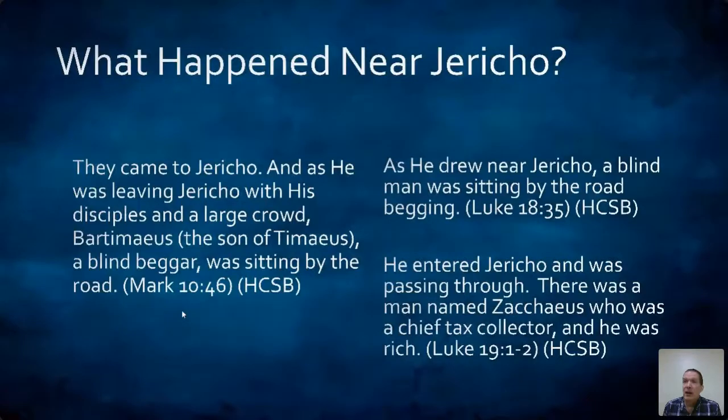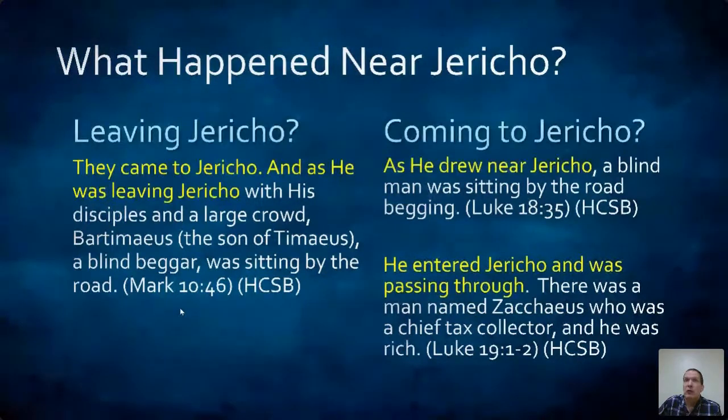Luke 19:1-2: Jesus entered Jericho and was passing through. There was a man named Zacchaeus who was a chief tax collector, and he was rich. So was Jesus leaving Jericho, or was Jesus coming to Jericho?